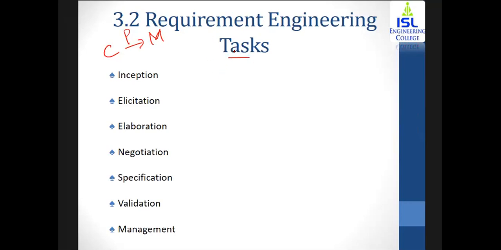The different tasks within requirement engineering that need to be followed are 7 tasks: inception, elicitation, elaboration, negotiation, specification, validation, and management. So these are the 7 tasks. Now we'll be studying all the 7 tasks in detail. Now the first task is inception.